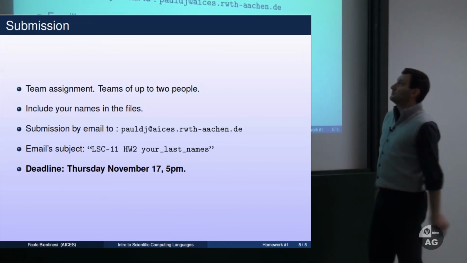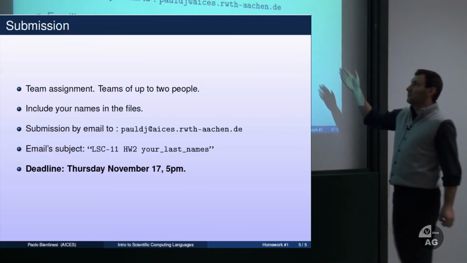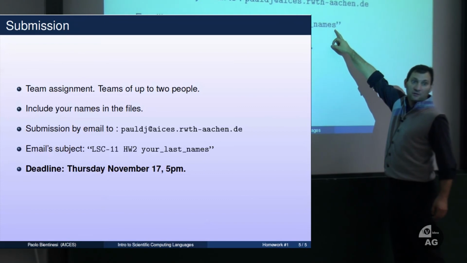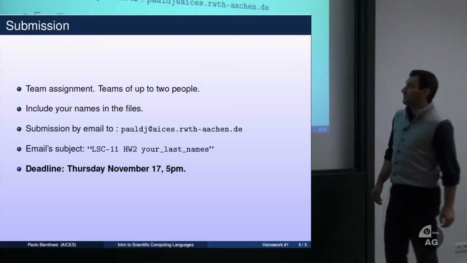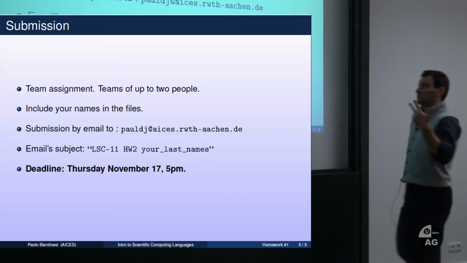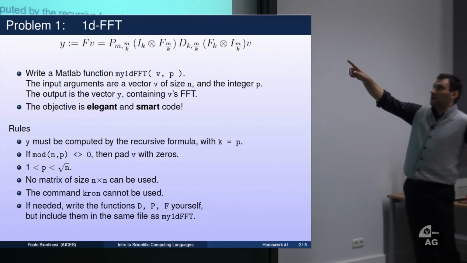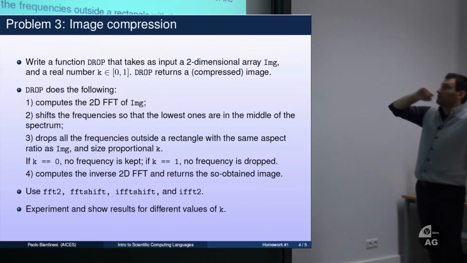Two people, file names. Team names in the subject and in the files that you send. I want to receive 3 files, okay? The 3 files are my 1D FFT, my 2D FFT, and the drop.